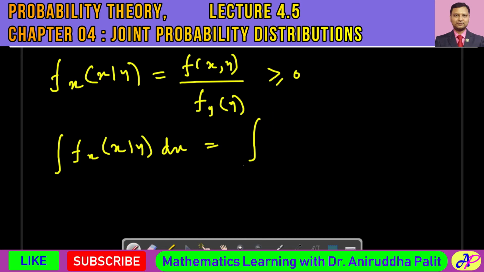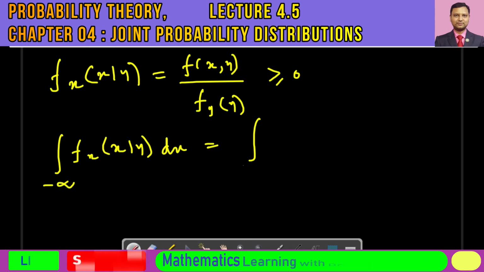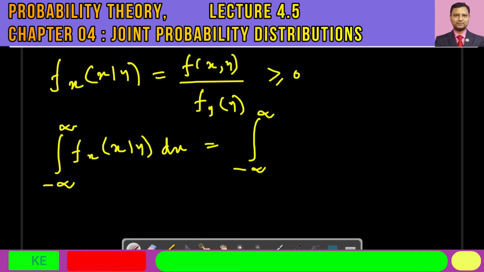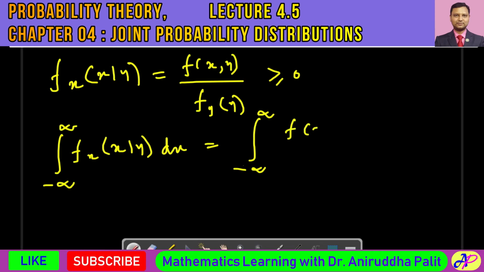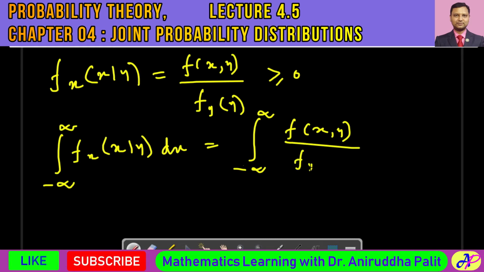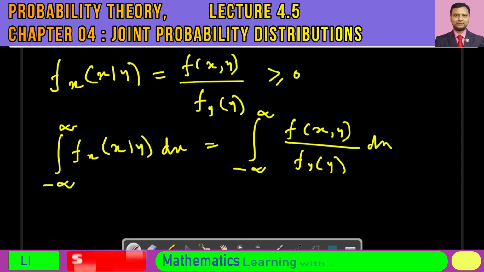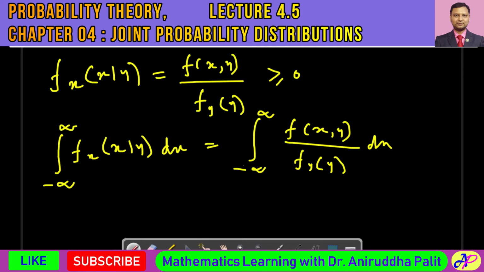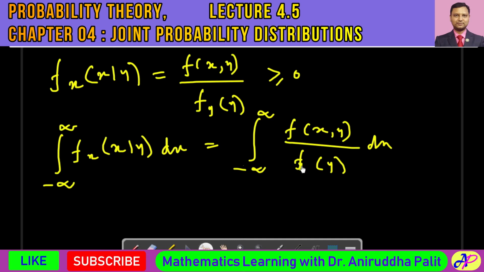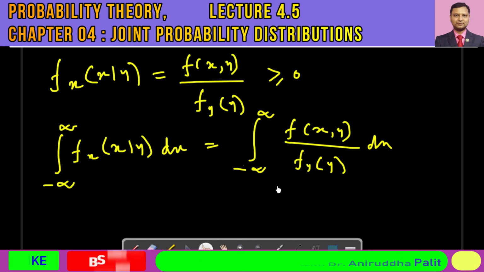Rather, we consider these limits as minus infinity to infinity. So we shall have f(x,y) divided by f_Y(y), dx. And you see this quantity does not depend upon x, so we can take it outside the integral sign. We can shift this entire quantity.